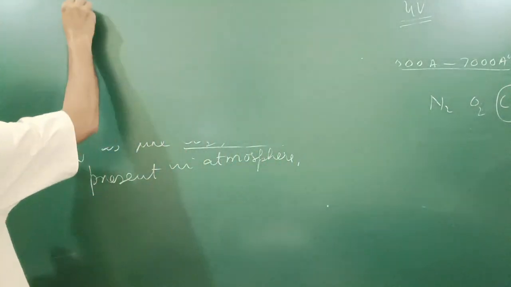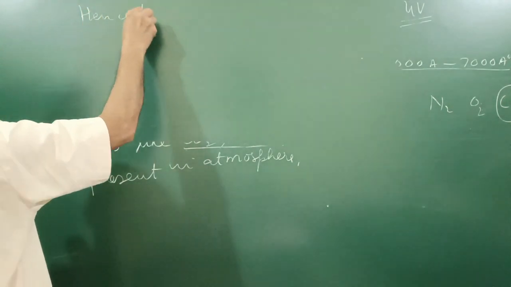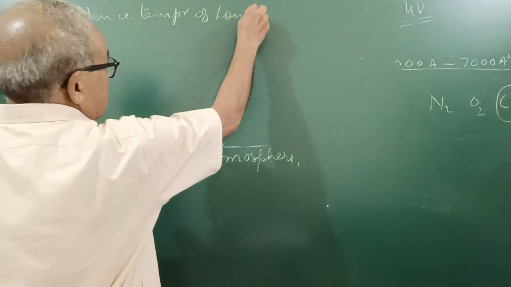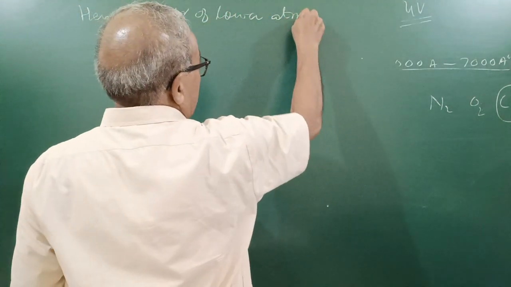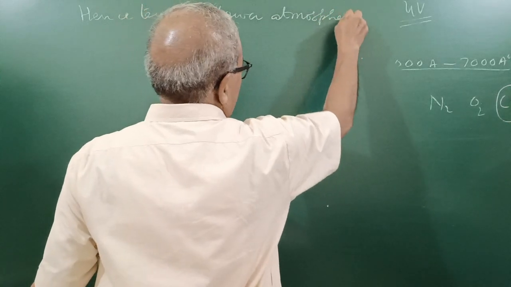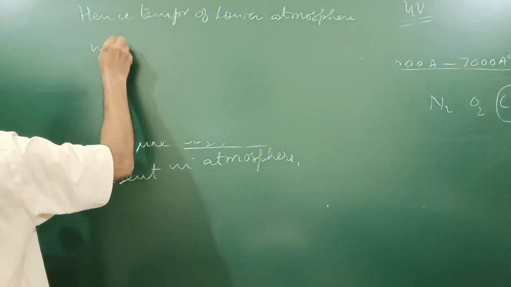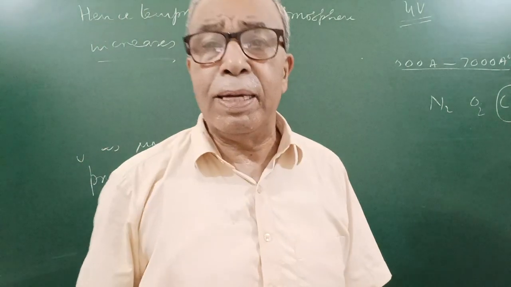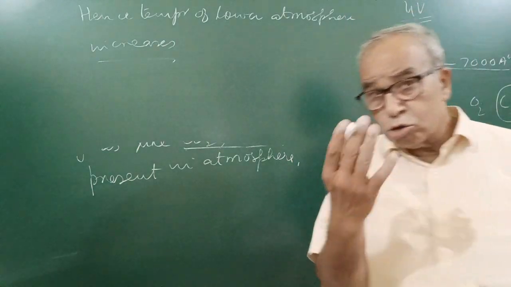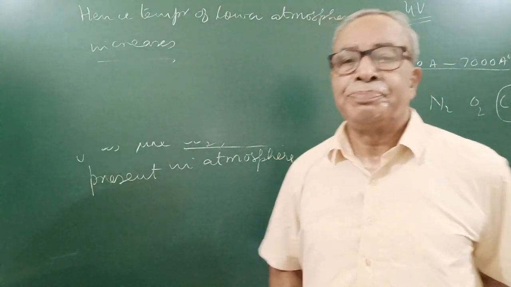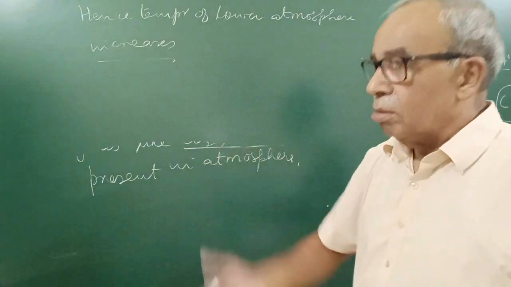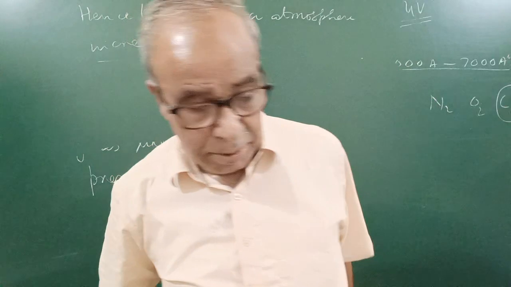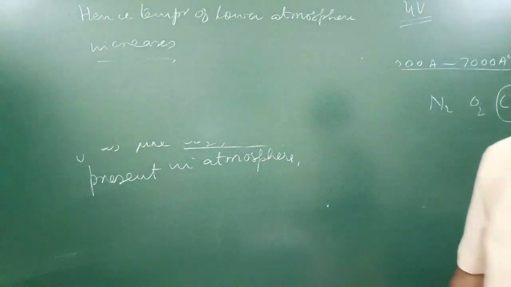And hence the temperature of the lower atmosphere increases. Most of the heat radiation emitted by the Earth is absorbed, not all, but most, in the lower atmosphere. So that is why in the upper atmosphere the temperature is not high.